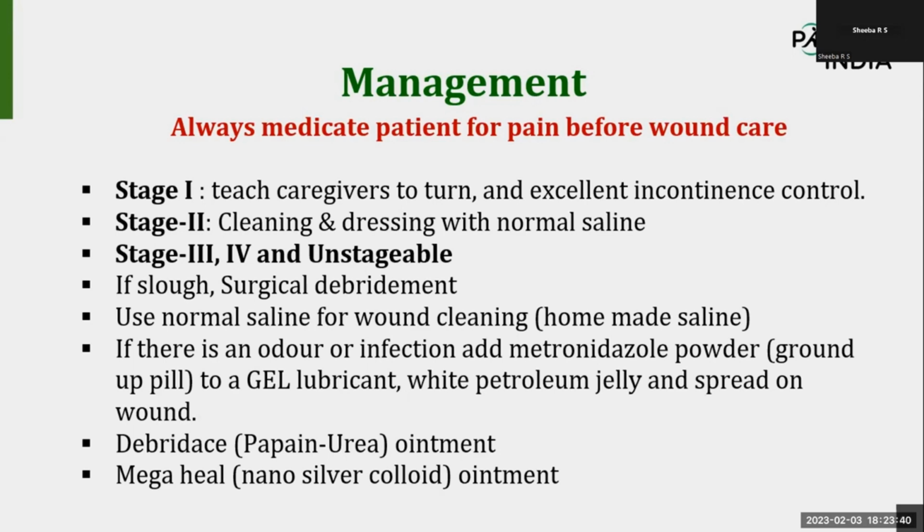Another thing is Debridase ointment, a papain urea ointment. This will help if there is slough there. This will help to reduce the slough. But the thing is, this is quite expensive. If the patient cannot afford it, it's very difficult to manage. And also Megaheal. If the slough is removed, then you can apply Megaheal ointment also.